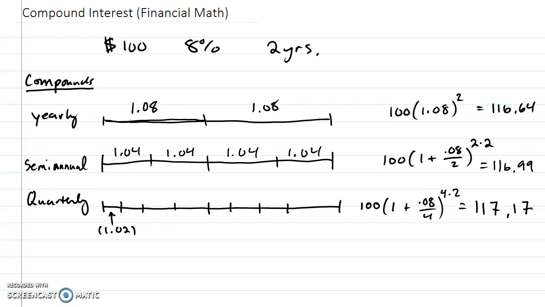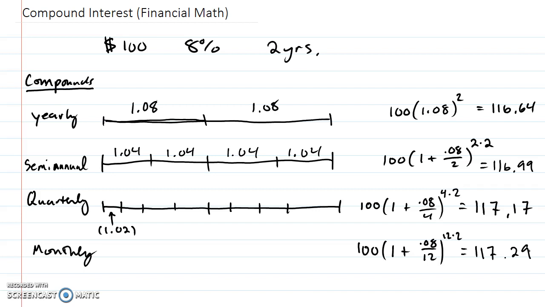And so you could keep doing this. We could do this like monthly. I won't draw the picture again, but it'd be 100 times 1 plus 0.08 divided by 12, because there's 12 months, and we do it 12 times as often. So it's really going to be to the 24th power. And here we're getting 117.29. So we got about 12 cents there.